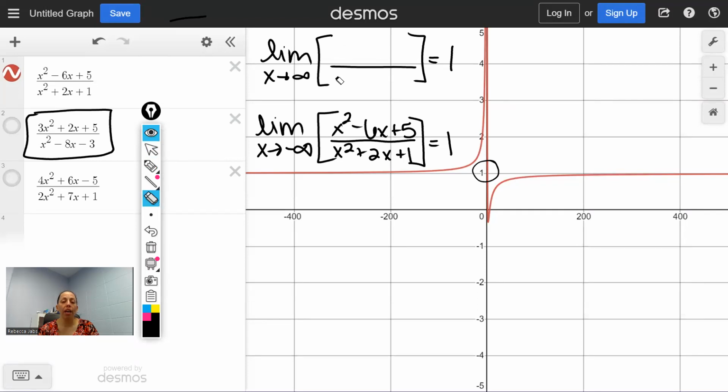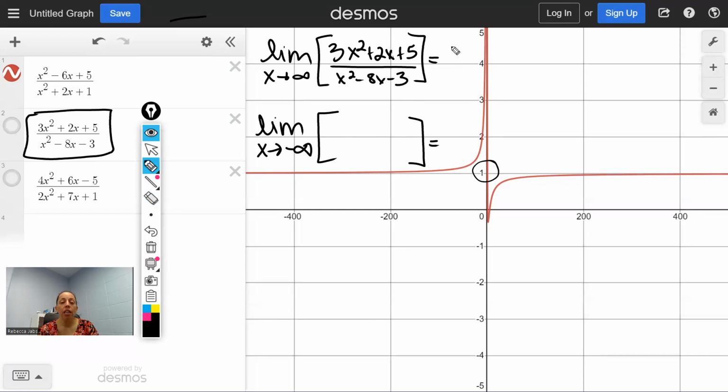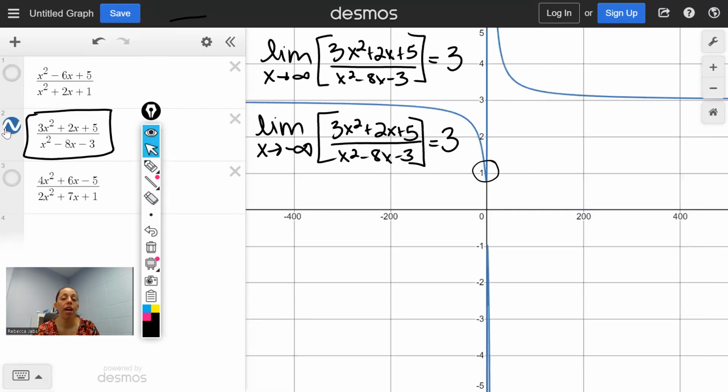So if you paused and you're back now, you plugged that in. You're still finding the limit going both sides, but we're going to get 3x squared plus 2x plus 5 over x squared minus 8x minus 3. The limit to this one should have been 3 for both positive infinity and negative infinity. So hopefully you plugged that in and figured that out. If not, I'm going to do something real quick here just so we can see the answer. Turn off red, turn on blue. If you look, blue is approaching 3 from the left and right.